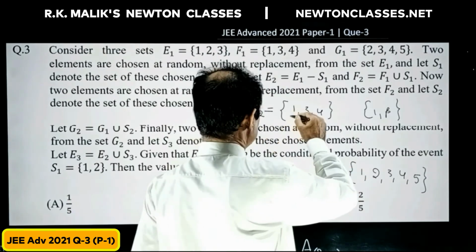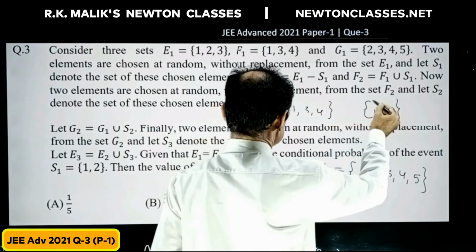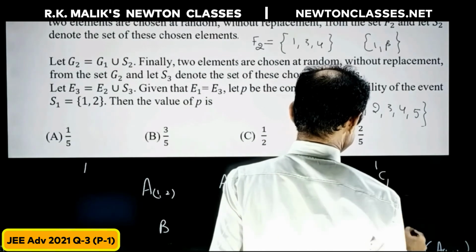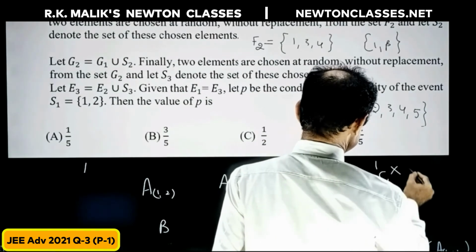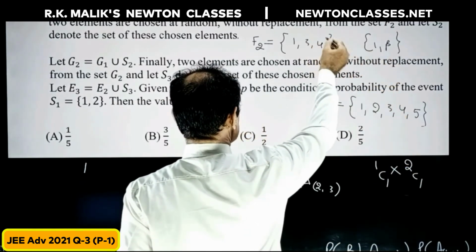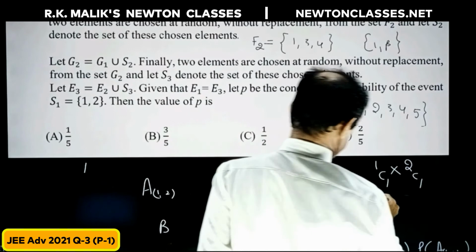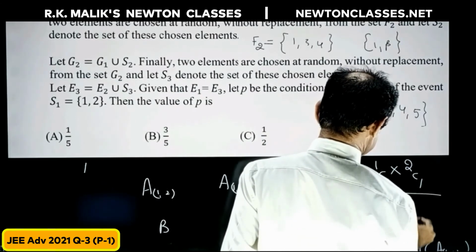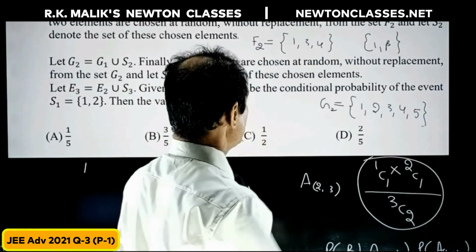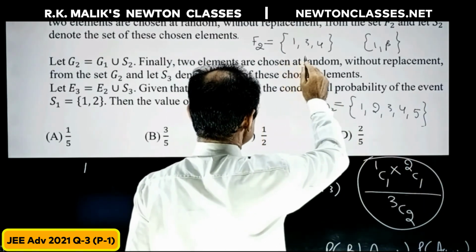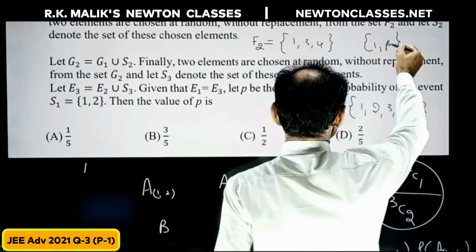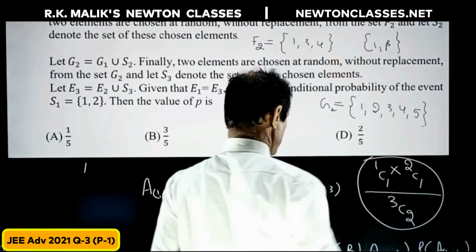And now from F2, the two chosen elements must be of this form, has the probability 1C1 into 2C1, because beta can have the value 3 or 4, upon the total number of cases, any 2 out of 3. This is the probability that from F2 the chosen pair will be of the form 1 beta, where beta can be either 3 or 4.